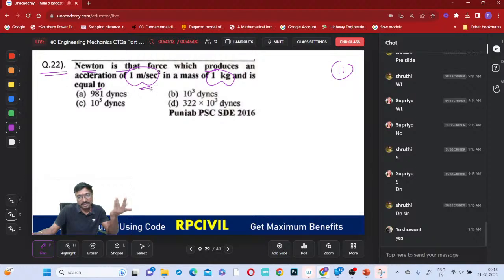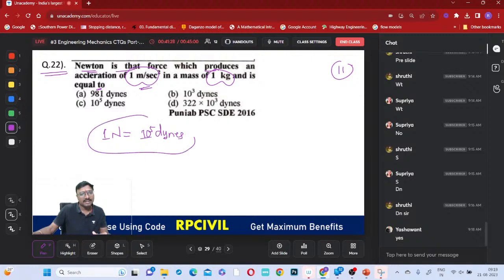So this is two questions. One is the relation between Newtons and dynes. The other one is the definition of Newton. So 1 Newton is nothing but 10 power 5 dynes, right? Directly you remember this one. 10 power 5 dynes. This is Punjab PSC, they have given this question. Shall I move to the next question?